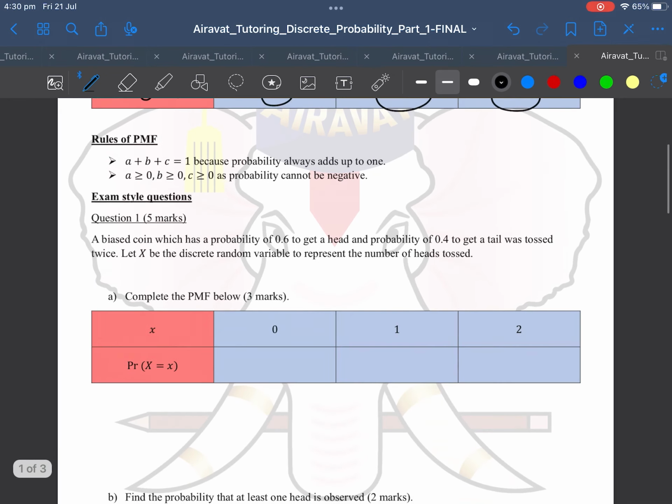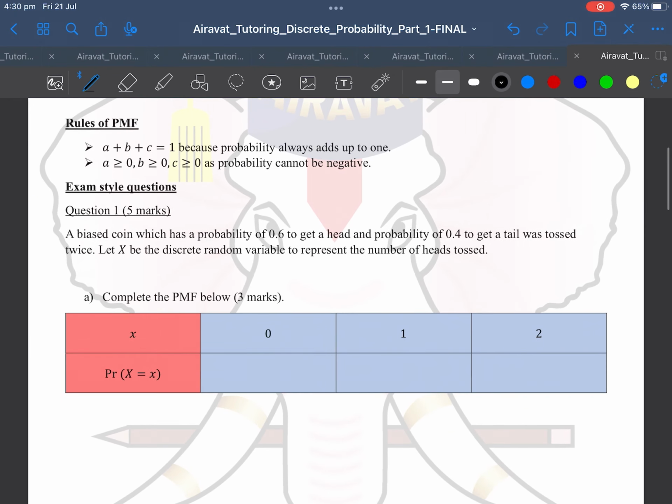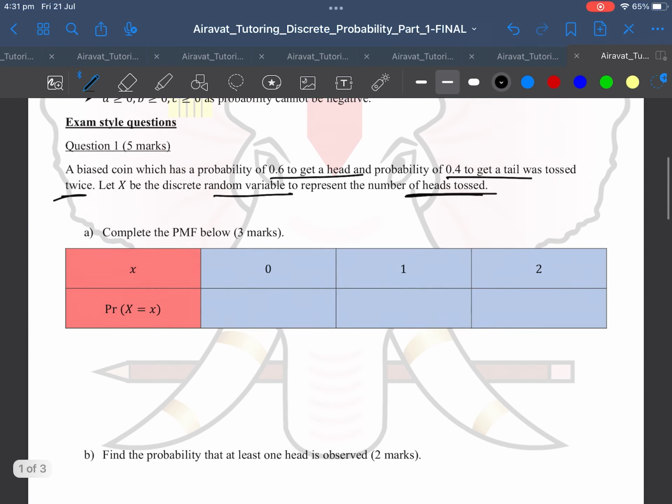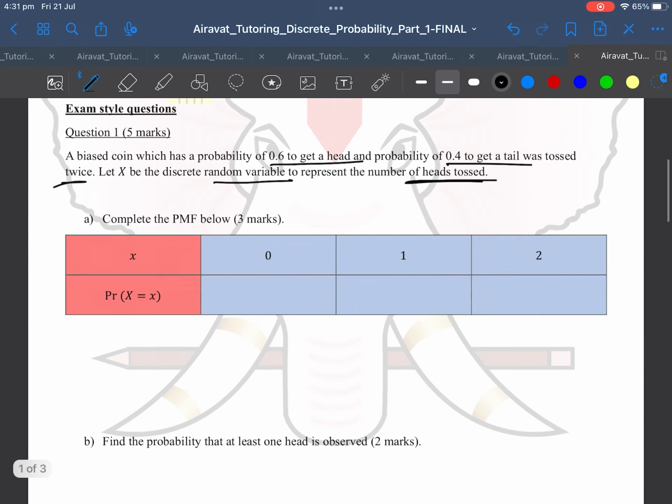Alright, let's continue with exam style question 1. A biased coin which has a probability of 0.6 to get a head and a probability of 0.4 to get a tail was tossed twice. Let x be the discrete random variable to represent the number of heads tossed. Alright, so we have to complete this PMF table below.